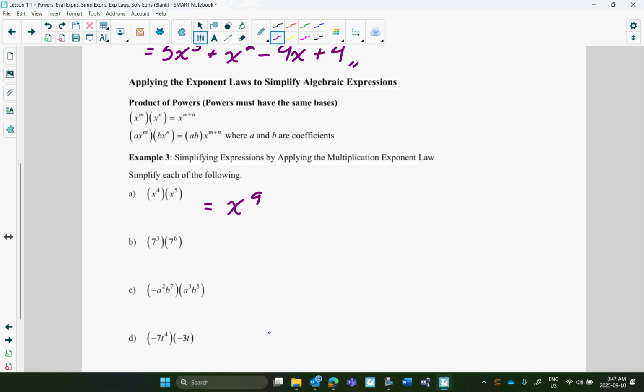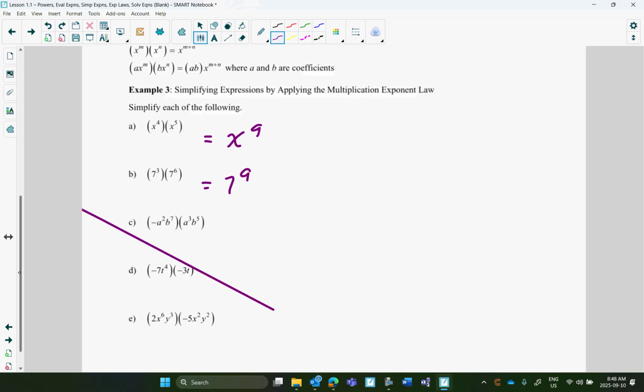Don't get thrown by this. Base stays the same. 7 to the 9. Will we just make it negative? This one? Yes. So it'll be negative, and we still add the exponents. So it's going to be negative.